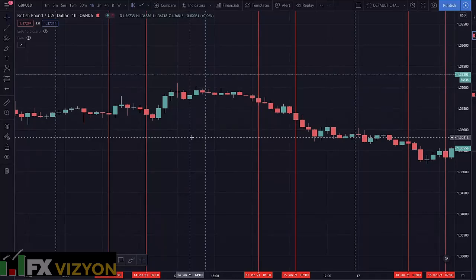The reason why I'm doing this is because if you're just focusing on one session and just one pair, I want you to see that during the hours that I gave you on that little cheat sheet that I provided in the previous lessons, there's movement in the market. Okay, you have volume in the market during these times.